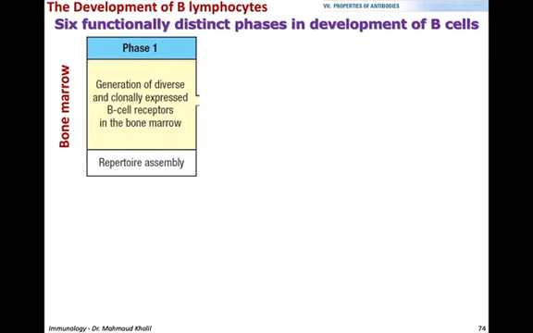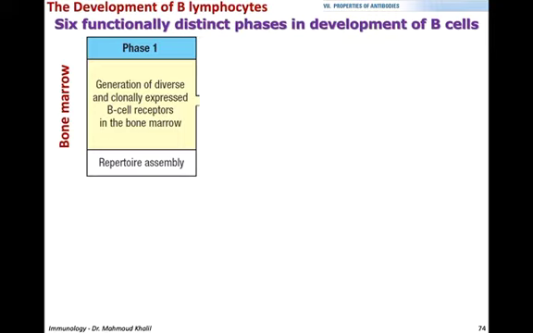So basically, there are six functionally distinct phases in the development of the B lymphocyte. There are three phases in the bone marrow, and three phases in the secondary lymphoid tissue. In phase one, there is a repertoire assembly, in which there is a generation of diverse and clonally expressed B cell receptors in the bone marrow.